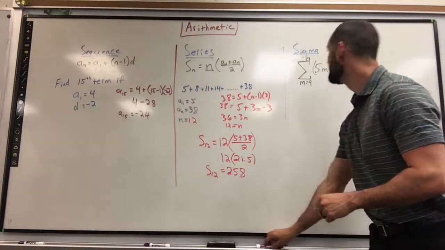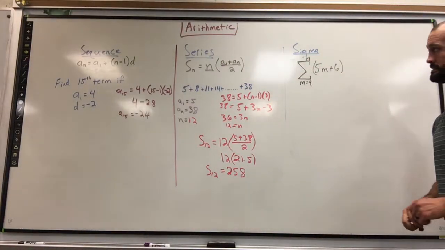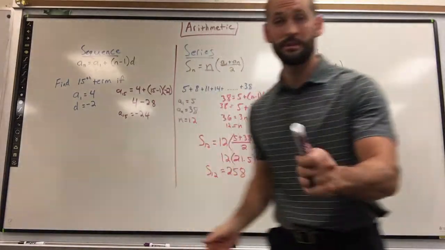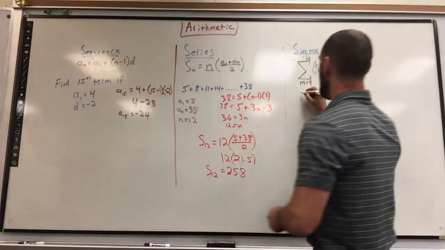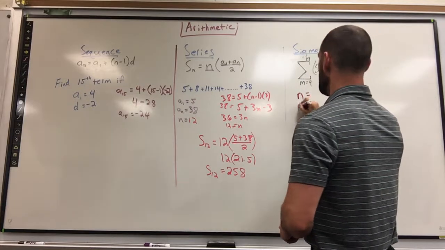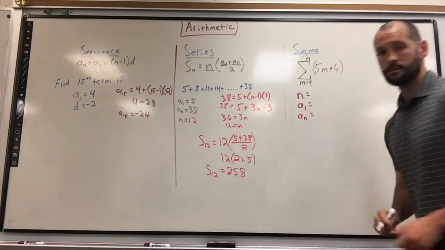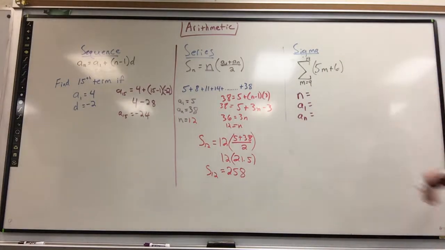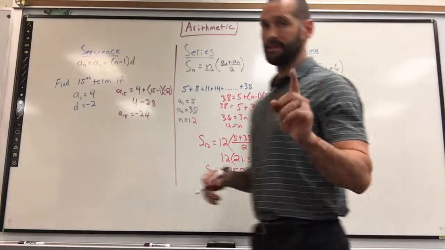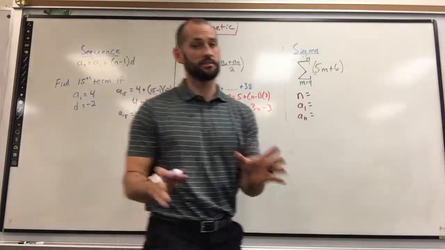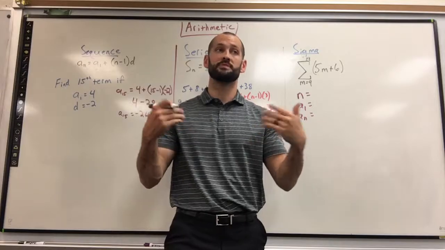Let's keep it going. Sigma notation. Sigma notation only is used for series, which means we need the same 3 pieces. I need n, I need a sub 1, and I need a sub n. All right, looking at this right away, I need to recognize something. I start at 9 and go to 19. Now, we've talked about this already. N represents the number of terms in your series.